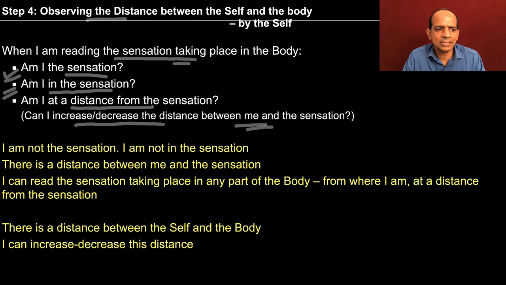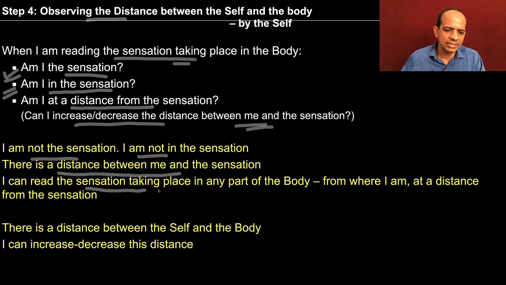So you'll see that the sensation is outside you. It is there in the body, and the body is also outside you. And you are not a part of the sensation. You read the sensation because it is at a distance from you. And you can read the sensation because you are at a distance from the sensation. And you can also increase or decrease the distance between you and the sensation. So by doing this exercise, you'll see that you are not the sensation. You're not in the sensation. There's a distance between you and the sensation.